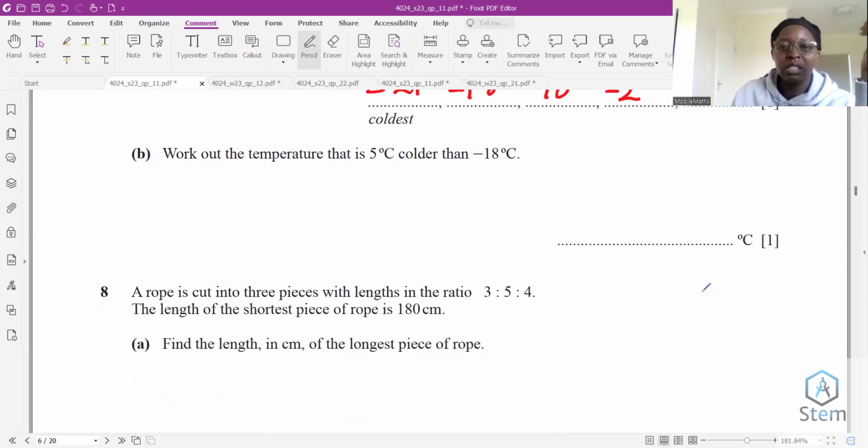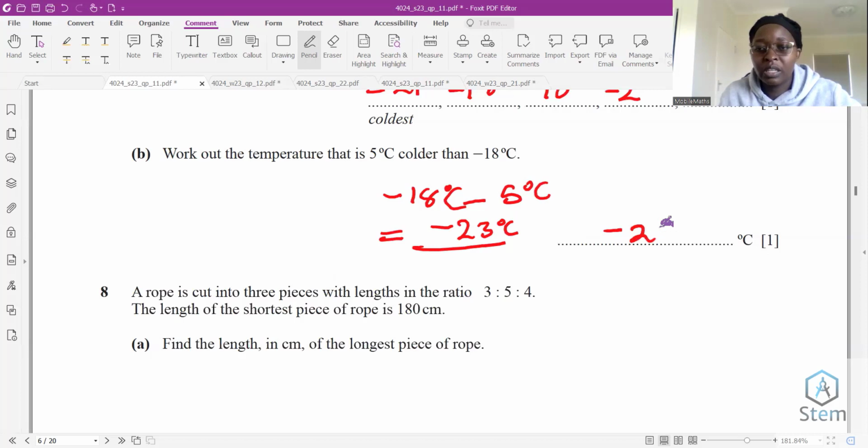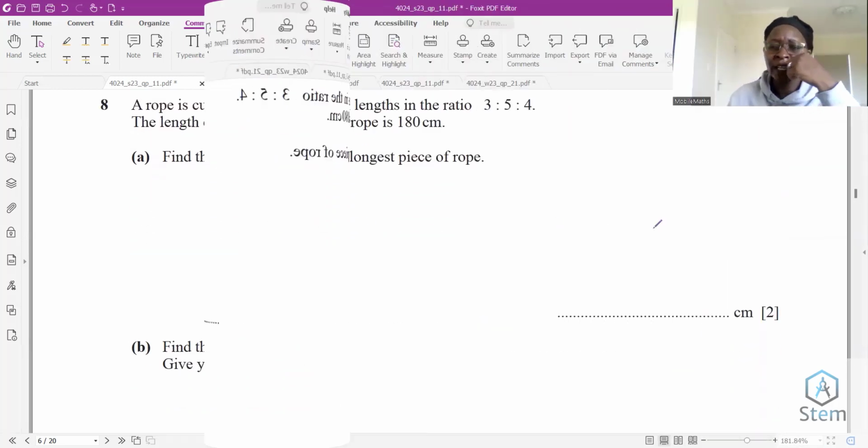Then they say, work out the temperature that is 5 degrees colder than minus 18. So colder, remember I said colder, it means it has got a higher negative value. So I can say minus 18 degrees minus 5 degrees, degrees Celsius. This is going to give me minus 23 degrees Celsius. Okay, so our value is minus 23 here. That's the temperature we get, which is 5 degrees colder. Okay, let's move on. Number 8.